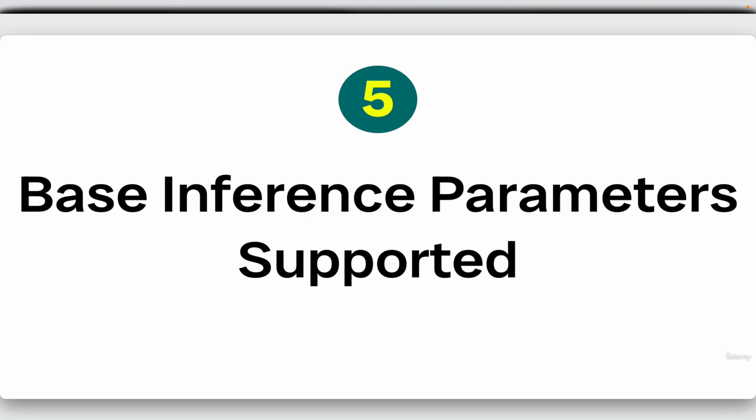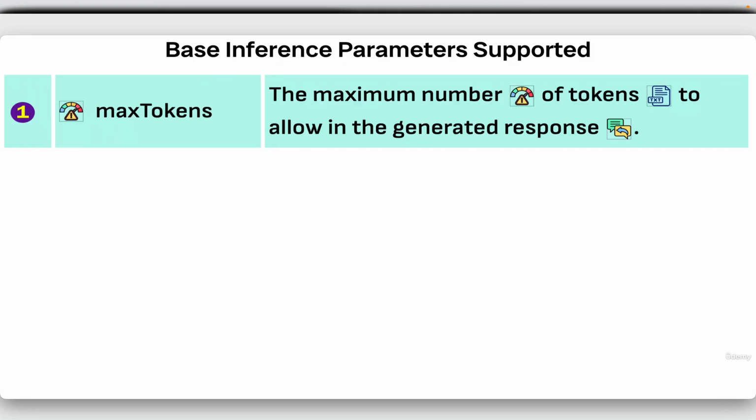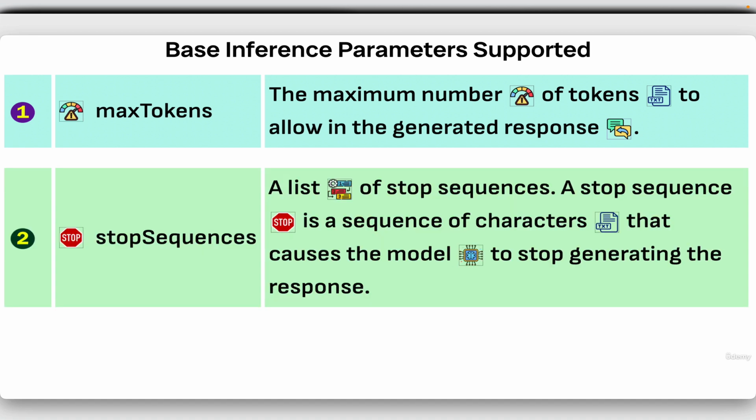Next topic is base inference parameters supported. So first one is max tokens. So this is the maximum number of tokens to allow in the generated response or the output. Stop sequences, a list of stop sequences. A stop sequence is a sequence of characters that cause the model to stop generating the response.